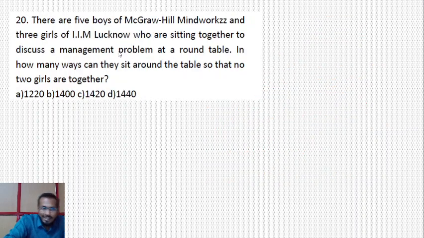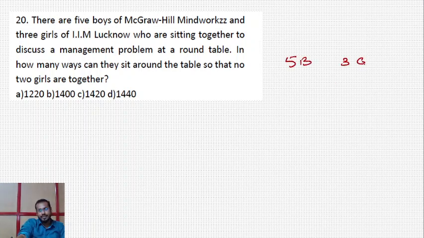Okay. Right, next question. There are 5 boys of McGraw Hill Mindworks and 3 girls of IIM Lucknow. So let's write that first. 5 boys and 3 girls are sitting together to discuss a management problem at a round table. This is most important. In how many ways can they sit around the table so that no 2 girls sit together? This is another thing. So they are talking about girls not sitting together.